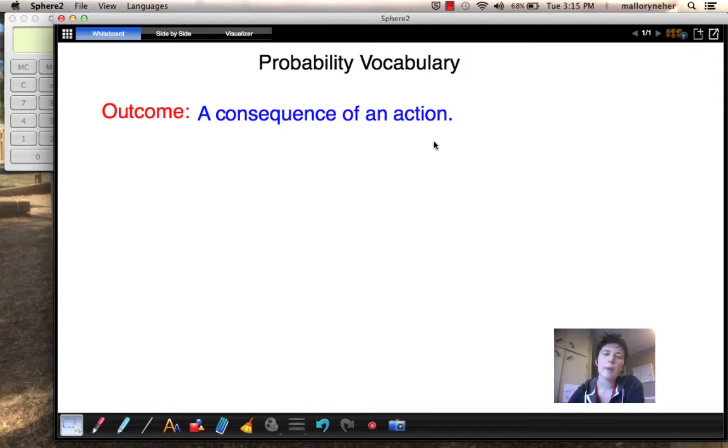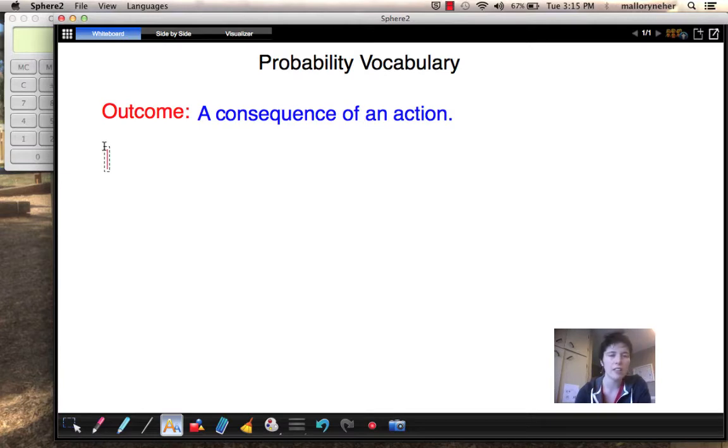When I talk about a consequence of an action, I'm thinking of things like flipping coins and rolling dice. When I flip a coin or roll a dice, the consequence is what do I get? If I flip a coin and I get heads, heads is my outcome. Or if I get tails, tails is my outcome. If I roll a dice and I roll a 6, 6 is my outcome. Pretty straightforward. So that's our first vocab word.